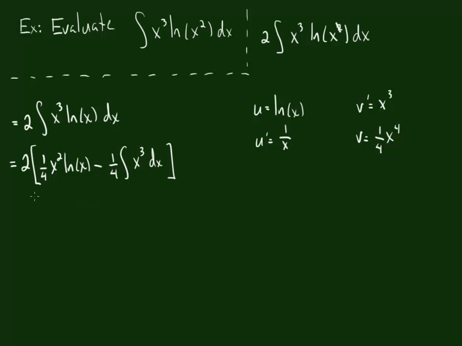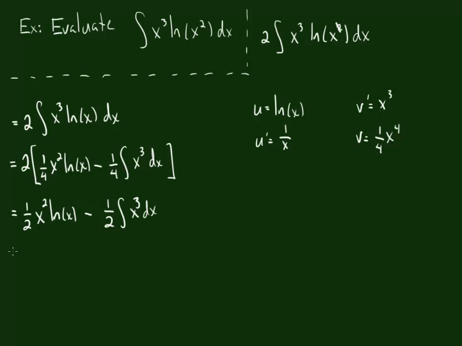So good news so far. You'll notice we've made a really good exchange here. The by parts has allowed us to take this integral, this x cubed natural log of x, and we've exchanged this for an integral of x cubed, which is just awesome. So let's go ahead and just finish this up. We're going to distribute the 2 to get 1/2 x to the 4th natural log of x minus 1/2 the integral of x cubed.